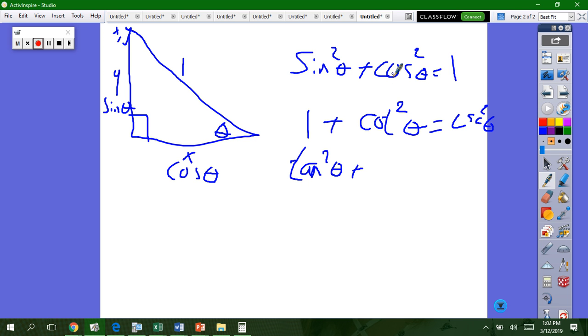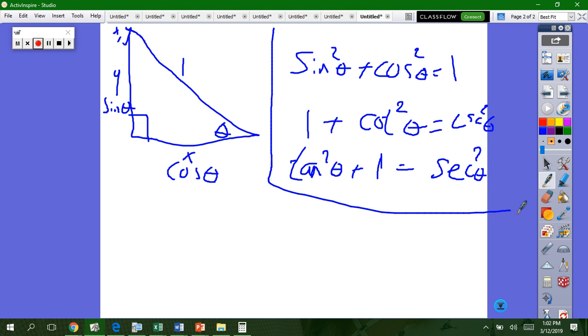What is cosine squared divided by cosine squared? 1. Cosine divided by cosine is 1. What's 1 divided by cosine squared? Secant squared. Ladies and gentlemen, these are called your Pythagorean identities. If you know this, it's your best friend.